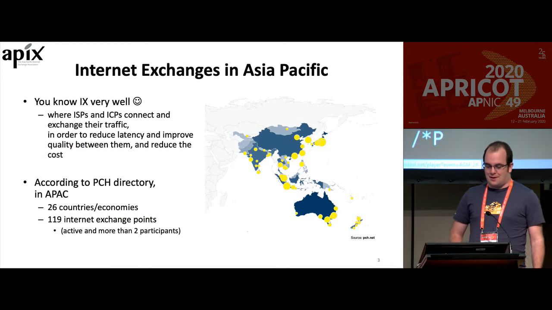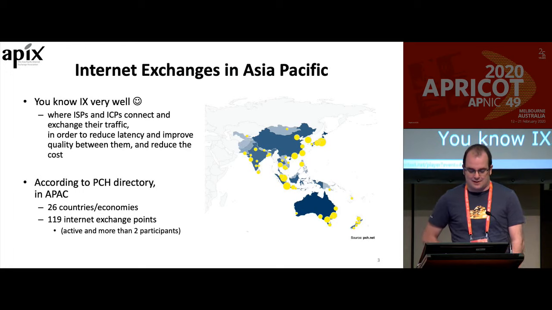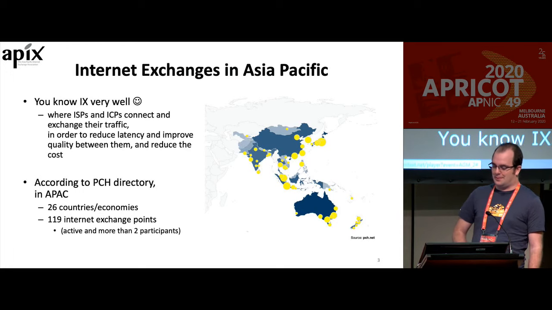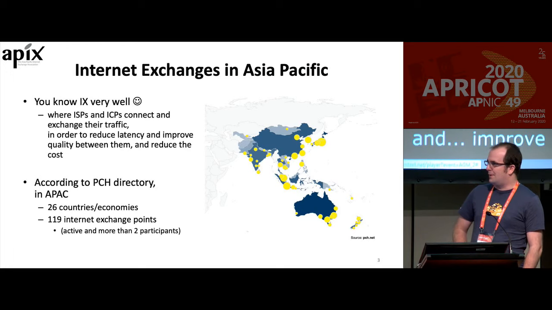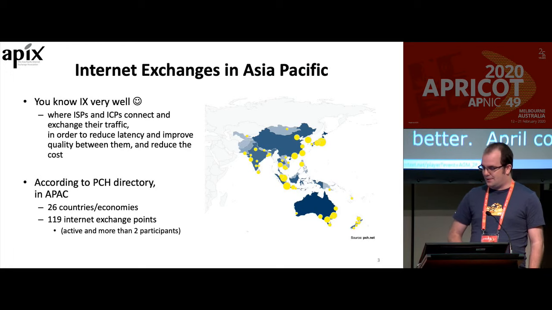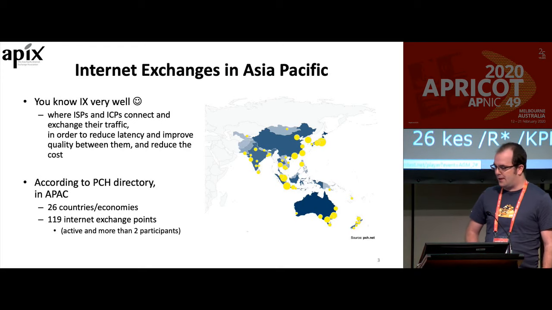You know IXs very well. It's where ISPs and ICPs connect and exchange their traffic in order to reduce latency, improve costs between them, and make the internet better. According to the PCH directory, there's 26 countries, economies with IXs in the region, and 119 active internet exchange points.